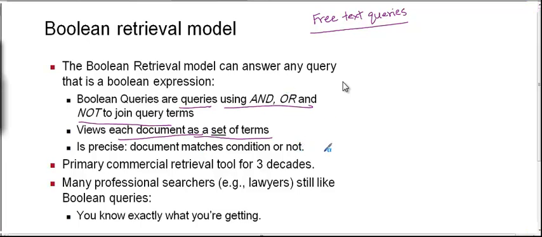How many of you use search on Gmail or Yahoo Mail or whatever mail address you use? Have you ever used the search feature in your email? Yeah. So email search is a good example of the use of the Boolean retrieval model.